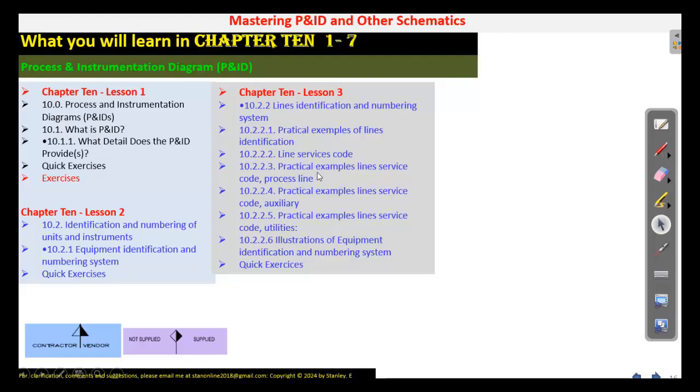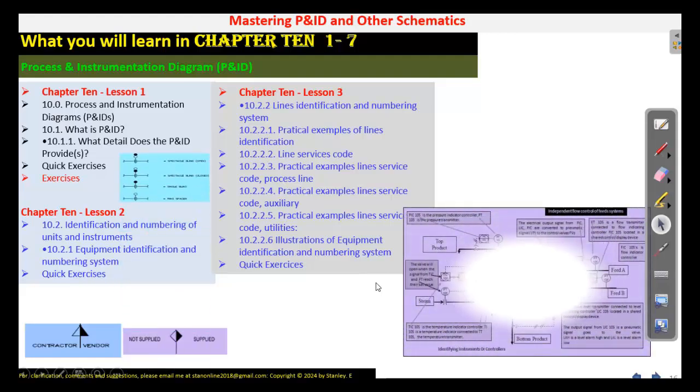Line service code. Practical example of line service code, process line. Practical example, line service code, auxiliaries. Practical example, line service code, utilities. Illustration of equipment identification and numbering system. And of course, some quick exercises.